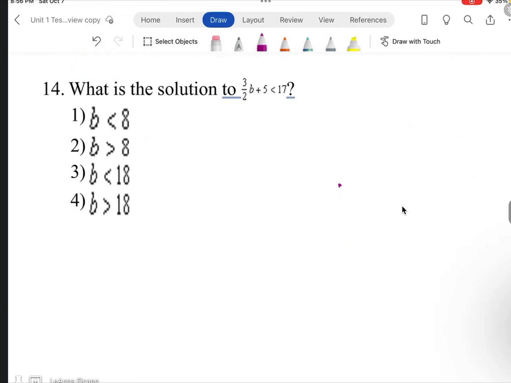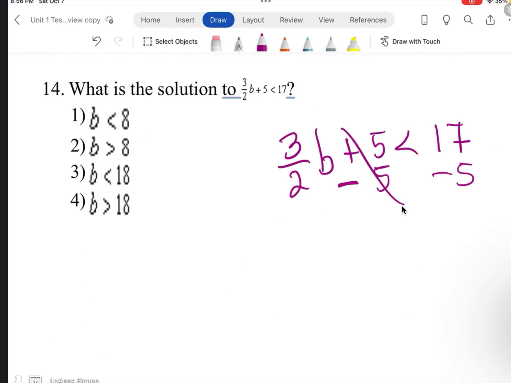Okay, so what is the solution to 3 over 2 b plus 5 is less than 17? We don't have variables on both sides of the inequality sign, so we can just start moving the constants around. I'm going to get rid of this 5 on that side of the inequality sign. 17 minus 5 is 12.